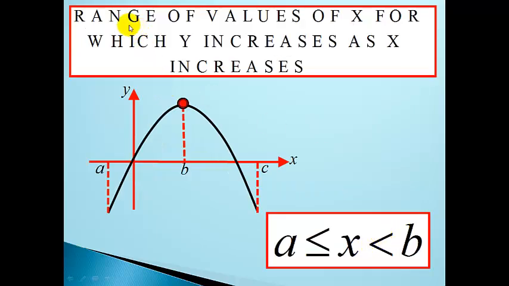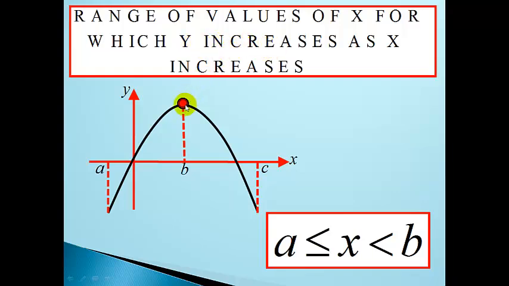Now let's look at the range of values of x for which y increases as x increases. Previously, I told you that the curve is the same as y. So when we say the range of values of x for which y increases, we mean for which the curve increases as x increases.